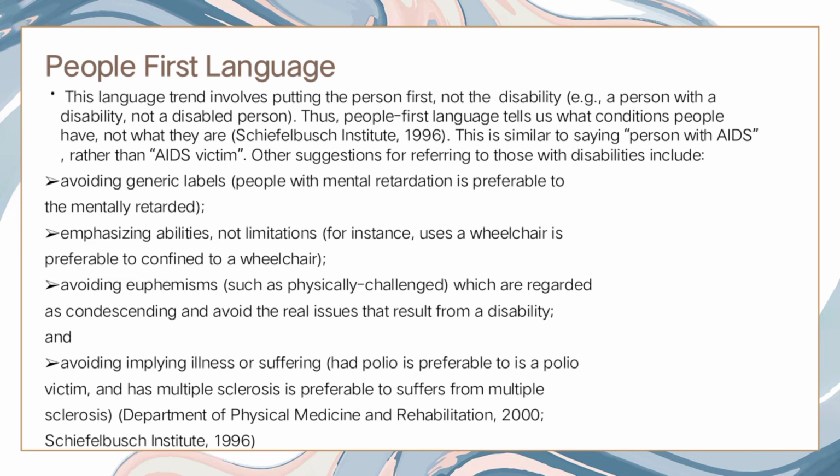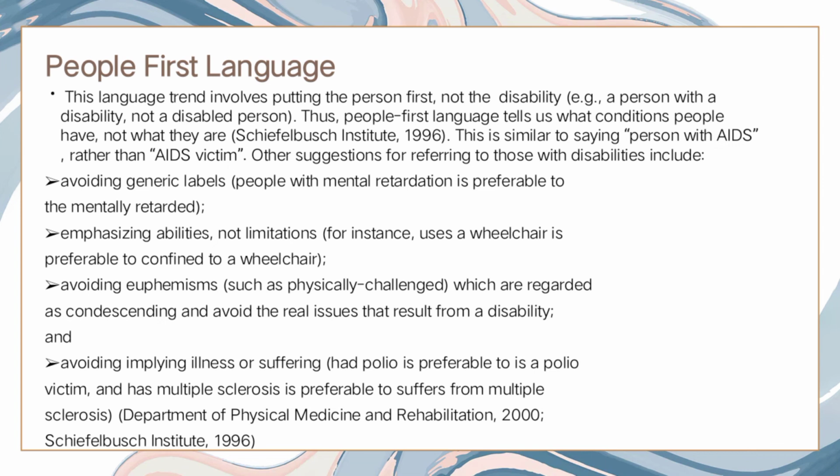Other suggestions for referring to those with disabilities include avoiding generic labels. People with mental retardation is preferable to the mentally retarded, emphasizing abilities, not limitations. For instance, uses a wheelchair is preferable to confined to a wheelchair. Avoid euphemisms such as physically challenged, which are regarded as condescending and avoid the real issues that result from disability. Also avoid implying illness or suffering. Had polio is preferable to polio victim, and has multiple sclerosis is preferable to suffers from multiple sclerosis.